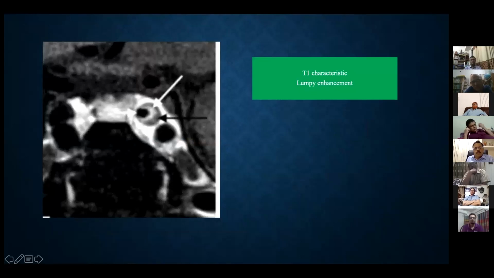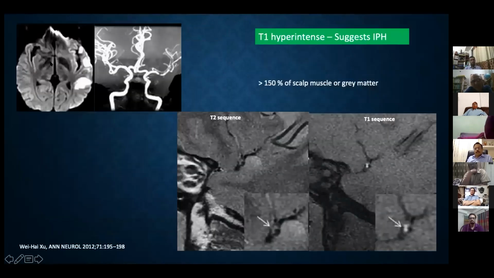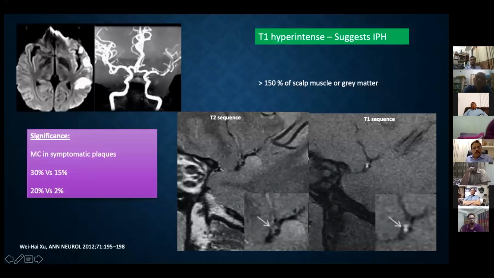Also, we can see intraplaque hemorrhage by vessel wall MRI, like this patient with a stroke, middle cerebral artery stenosis. Here you can see this is the T1, T2 sequence. This is the eccentric plaque, but on T1 it is very bright. T1 very bright shows there is an intraplaque hemorrhage in this patient, and intraplaque hemorrhage means it's more likely to be symptomatic and more likely to become symptomatic in future as well.